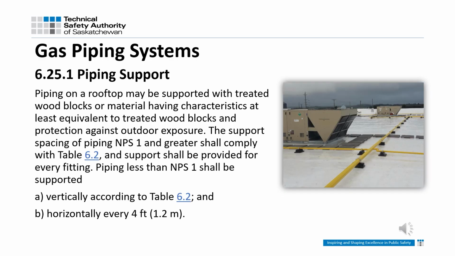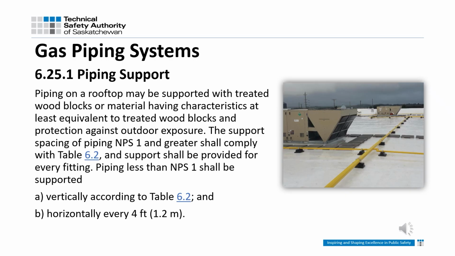6.25.1, Piping Support. This clause lays out the material to be used and spacing, referring to Table 6.2. For 1-inch pipe and greater, it shall comply with 6.2, and support shall be provided at every fitting. Pipe less than 1 inch shall be vertically supported in accordance with 6.2 and horizontally every 4 feet.